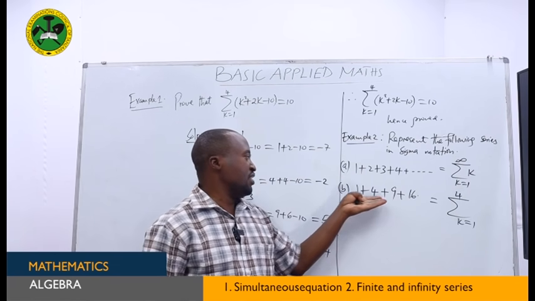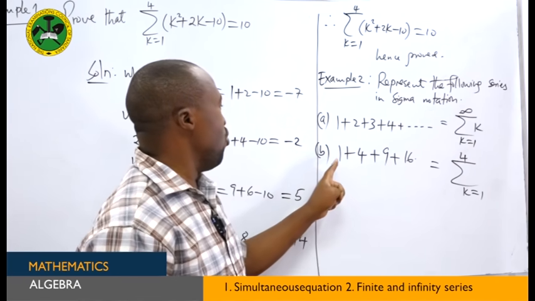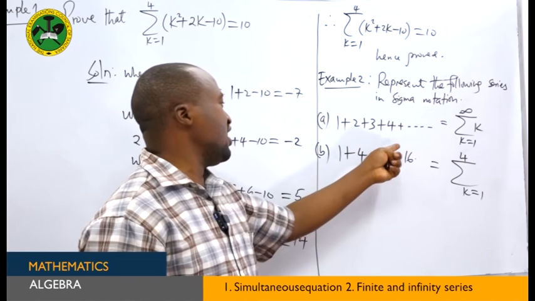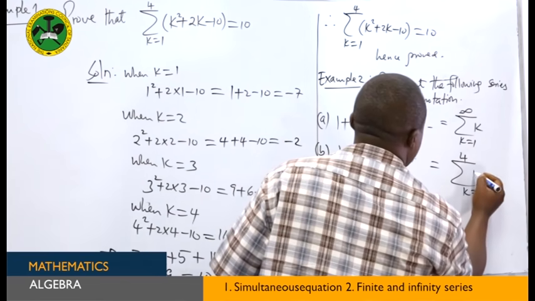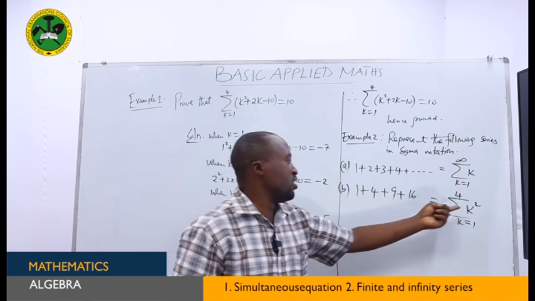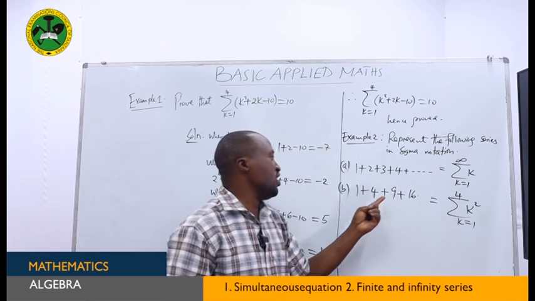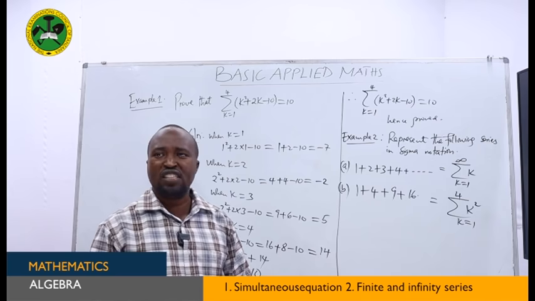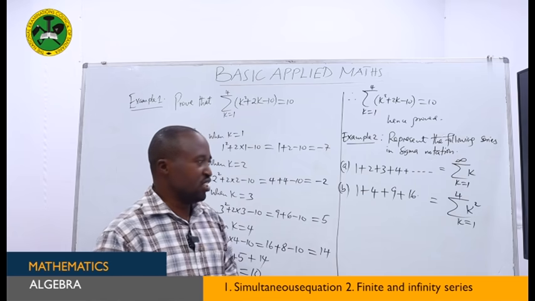But these numbers, the given numbers, are the squares of some numbers. For example, 1 squared is equal to 1. 2 squared is equal to 4. Again, you have 3 squared, that is 9. 4 squared is equal to 16. So it's the same as k squared. That means when k is equal to 1, we have 1 squared, that is 1. Again, when k is equal to 2, 2 squared is 4. Then we proceed up to 4. So that is how to use sigma notation to write the given series.